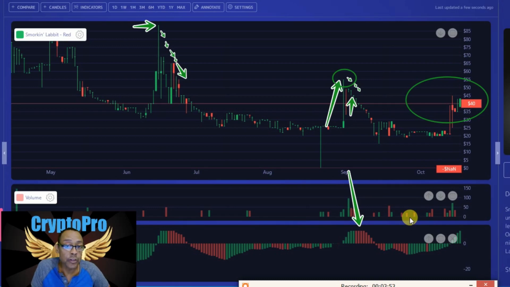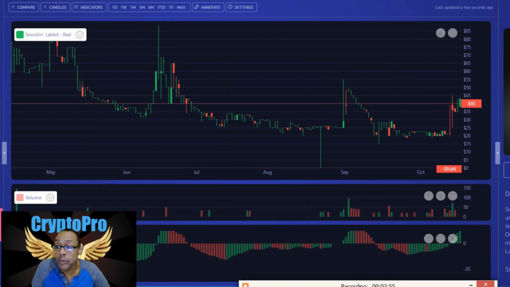Now, the one difference between this pop and all the previous ones is that this one seems to be forming what we call a bull flag. And that's where you get a flagpole and a little pennant. This would be like a pennant bull flag.